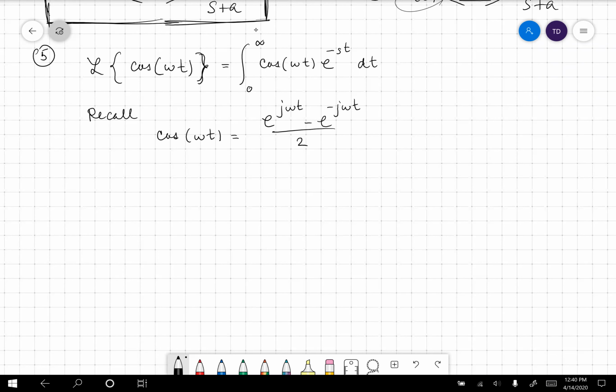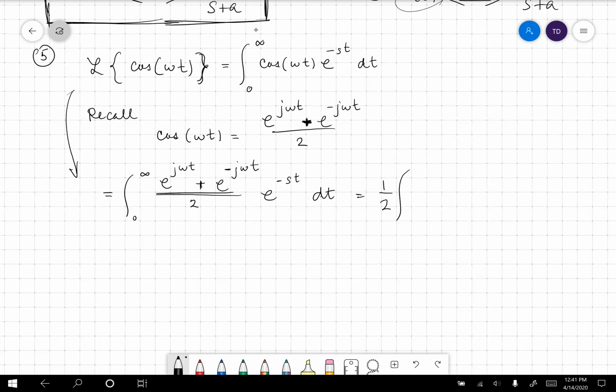So this Laplace transform is equal to the integral from 0 to infinity of e to the j omega t plus e to the minus j omega t. I'm sorry, this is a plus, not a minus. That's a plus right there, divided by 2, all times e to the minus st dt. I'm going to pull out the 2. Equals 1/2 integral 0 to infinity. And I'm going to multiply this one times this one.